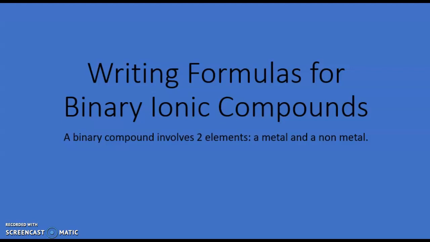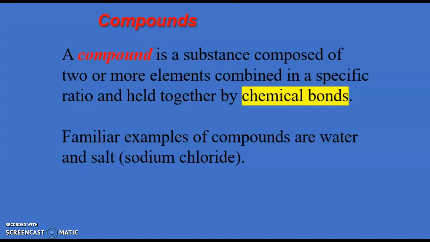Right now we're looking at how to write formulas for binary ionic compounds. Remember that a binary compound involves two elements, a metal and a non-metal. A compound is a substance composed of two or more elements combined in a specific ratio and held together by chemical bonds, a strong force. Familiar examples of compounds are water and salt, sodium chloride.